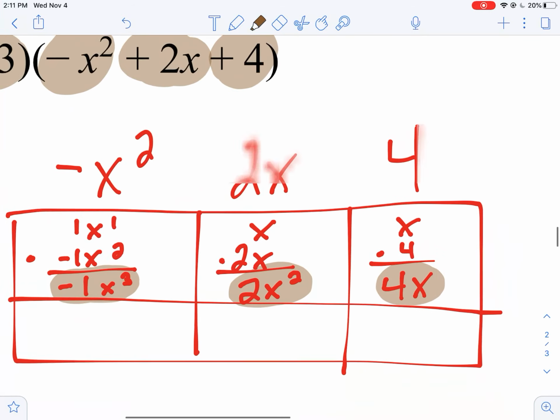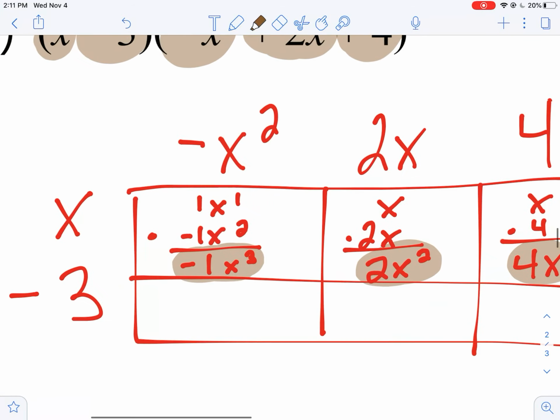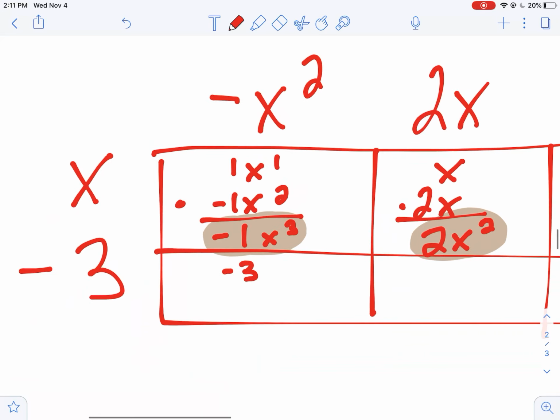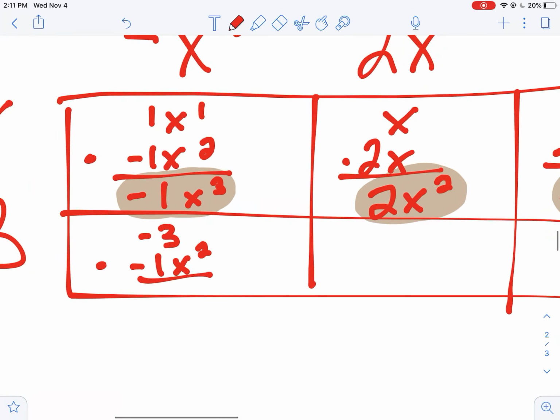So now I've got 3 new terms. Next, I'm going to go to this row where I've got negative 3. I'm going to do negative 3, and then I've got negative x squared. So I'm going to multiply it by negative x squared. I'm going to make negative 1x squared. That can be helpful. Because now I have negative 3 times negative 1 gives me positive 3x squared.